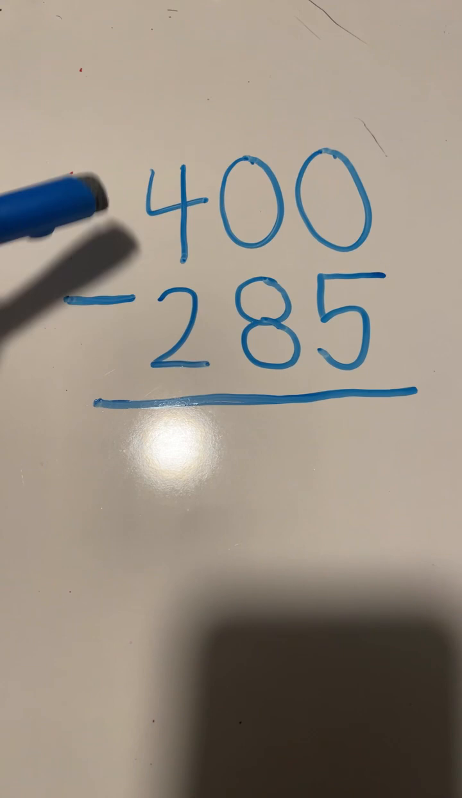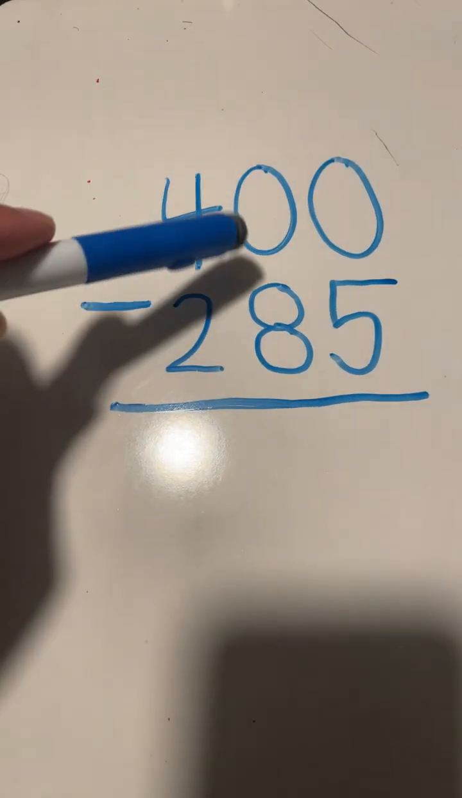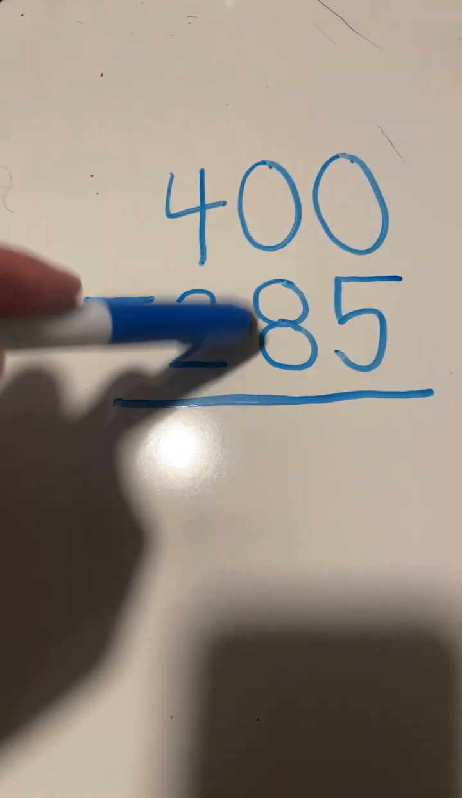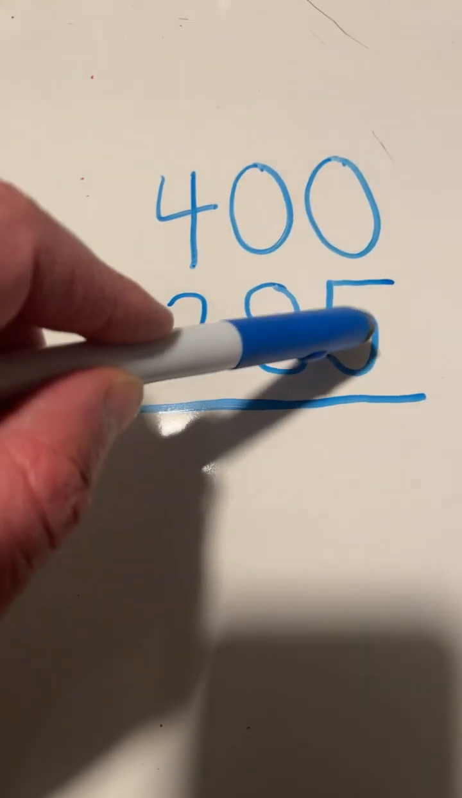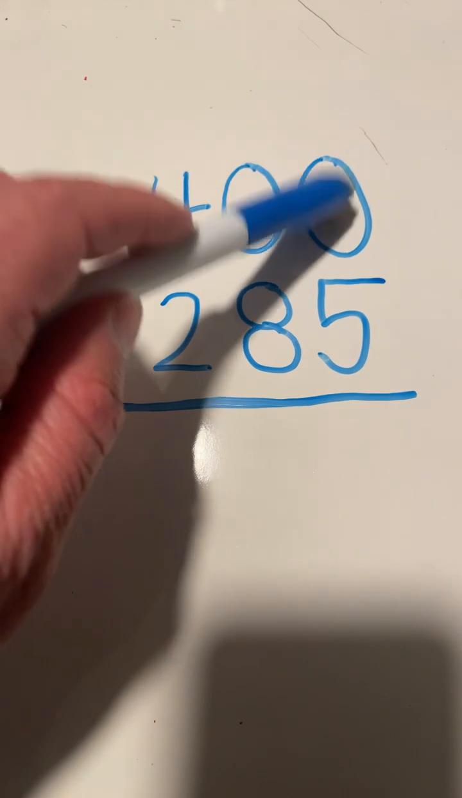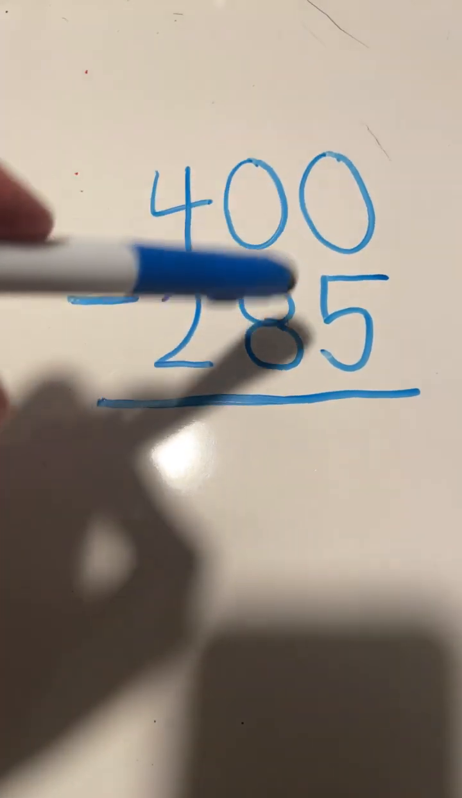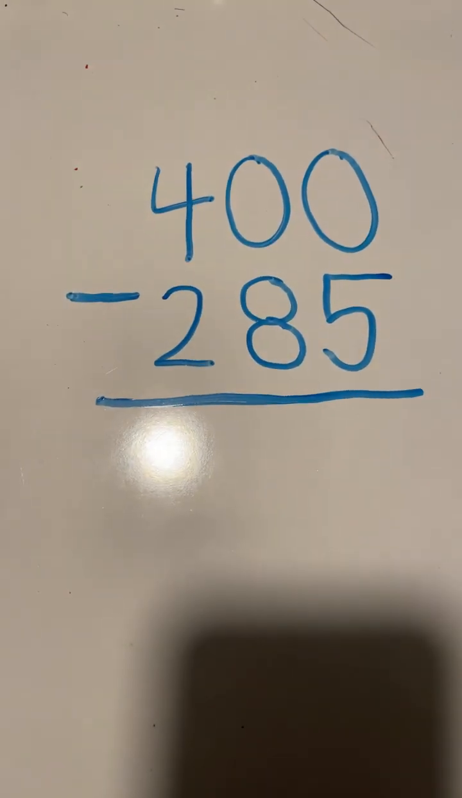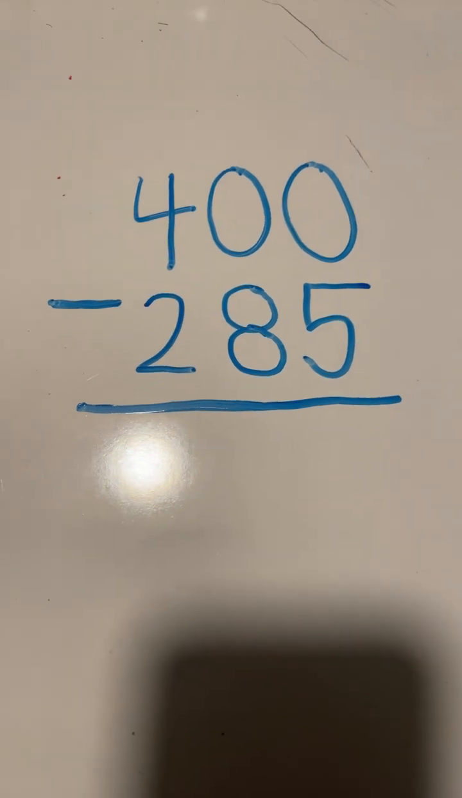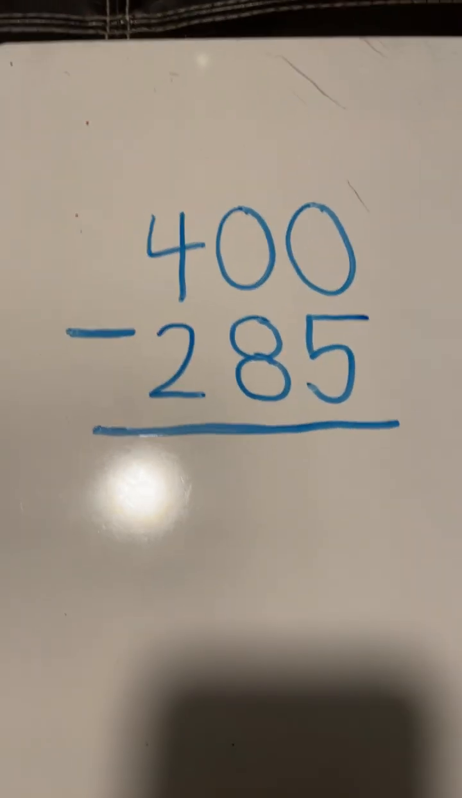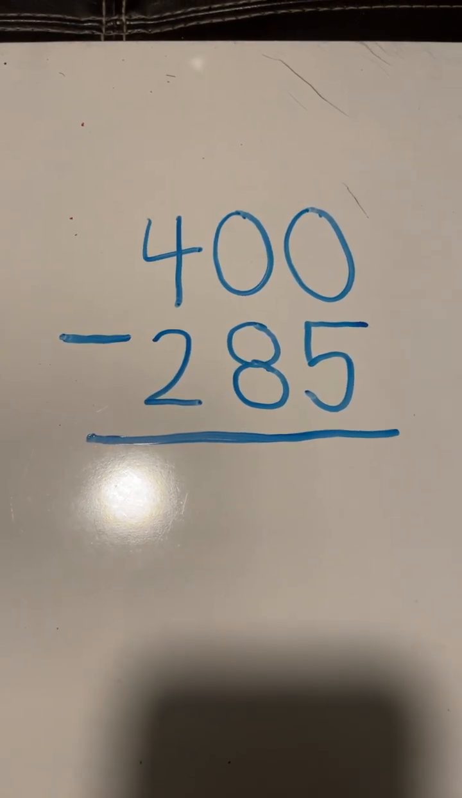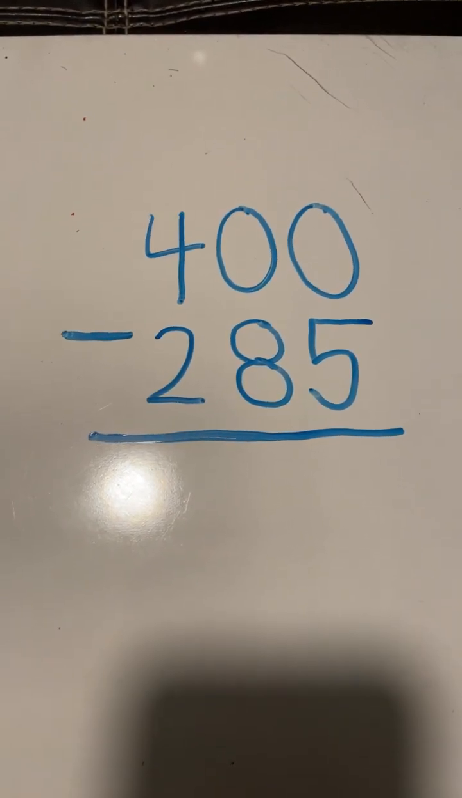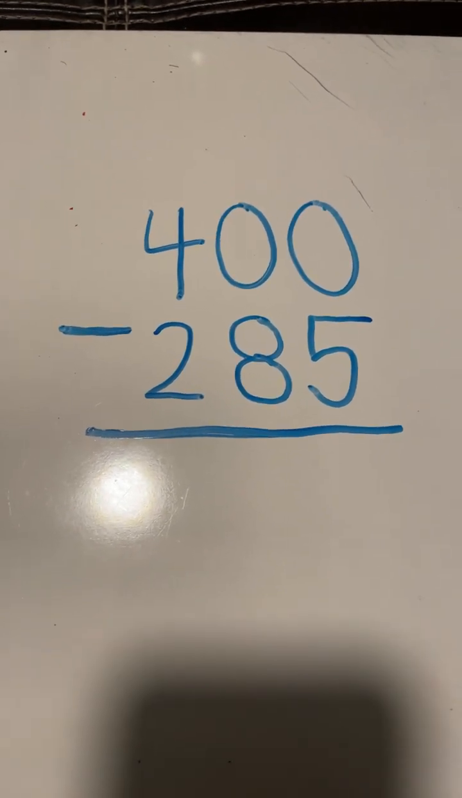So 4 is bigger than 2. 0 is not bigger than 8. 8's bigger than 0, so we're going to need to regroup there. 5 is bigger than 0 also, so we're going to need to regroup there. So for 2 of the digits, the bottom number is bigger, so we're going to need to regroup at least twice. We regroup left to right, and then we subtract right to left.